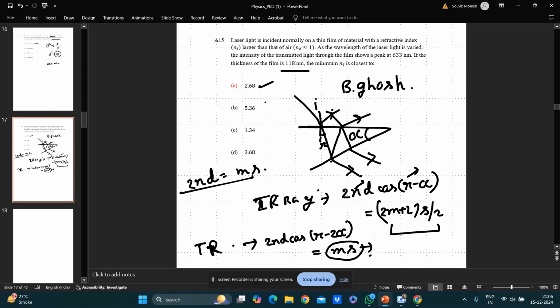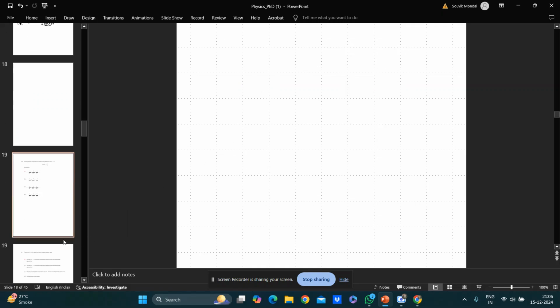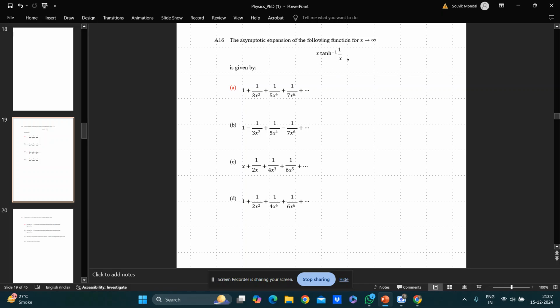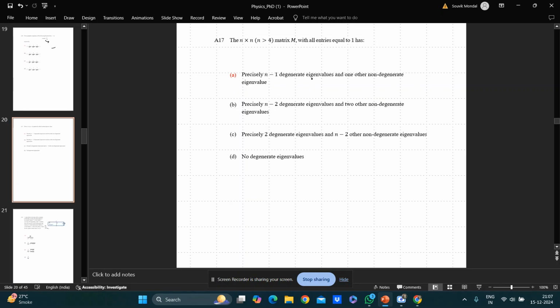Yeah, the thickness of the film d is given and lambda is given, so you can find what n is. Okay, now for this problem I don't know what the approach would be. If you don't know what a tan hyperbolic series is, then I don't know the approach. Okay, so I can't do it. This is also something you can solve if you know the theory.